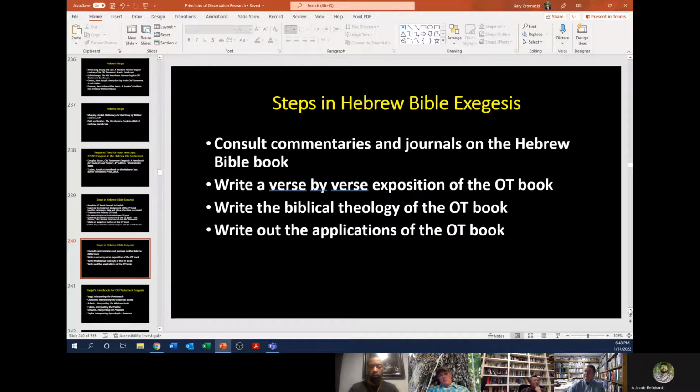Consulting commentaries and journals. Hopefully you got a good start on that this week, finding some journal articles. Your verse-by-verse exposition. Your biblical theology of the Old Testament book is really the key. What does the book teach us about God? What does it teach us about man and the relationship between God and man? How does this book relate to Israel, especially from a dispensational perspective? And then writing out the applications. How does this Old Testament book, originally designed for Israel, relate to the church?